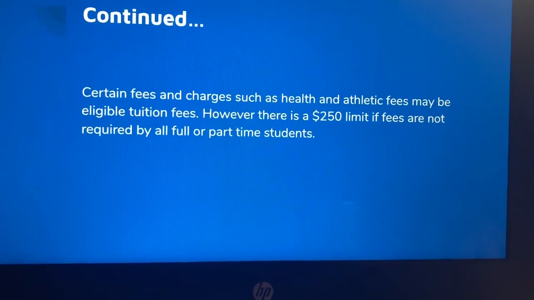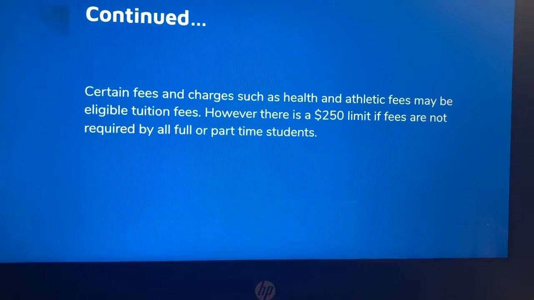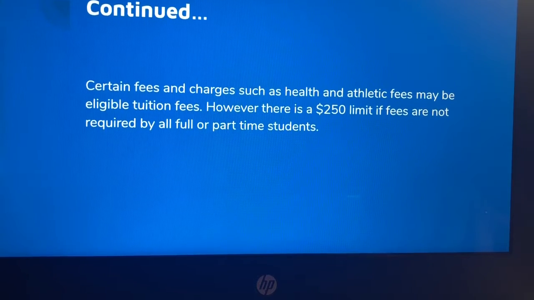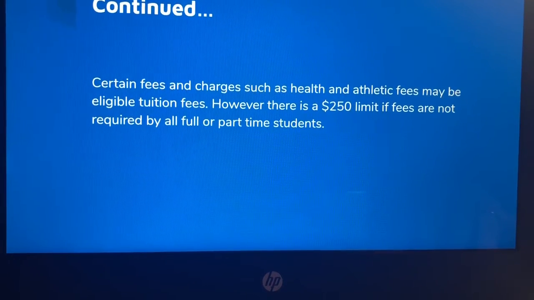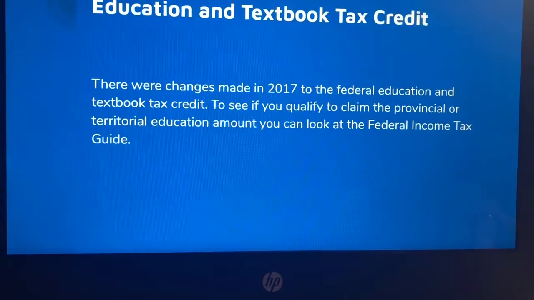Certain fees and charges, such as health and athletic fees, may be eligible tuition fees. However, there is a $250 limit if fees are not required by all full or part-time students.